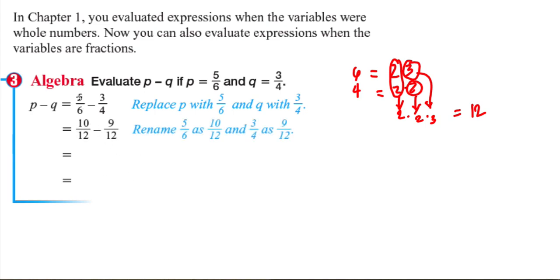We rename 5/6 using the denominator of 12 to be 10/12, and we rename 3/4 with the denominator of 12 to be 9/12. Now we have like fractions, so we simply subtract our numerators to end up with 1/12. And that is the end of our lesson, boys and girls. Thank you for watching.